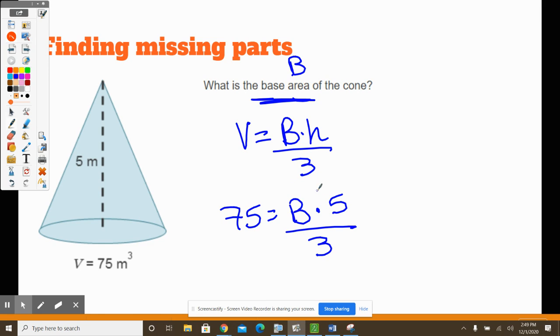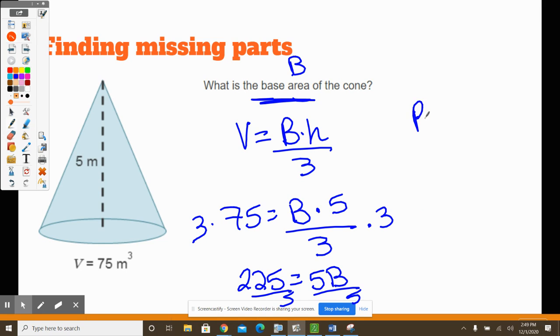So we have to get big B by itself. So the first thing we're going to do is move the 3. So you're going to multiply by 3 first. So you're going to take times 3 times 3. 75 times 3 is 225. And that's B times 5, but that's the same thing as 5B. And how do you get B by itself? You divide both sides by 5, and you get 45 for B. Now, what was B? That's the area of the base. So that's going to be meters squared.